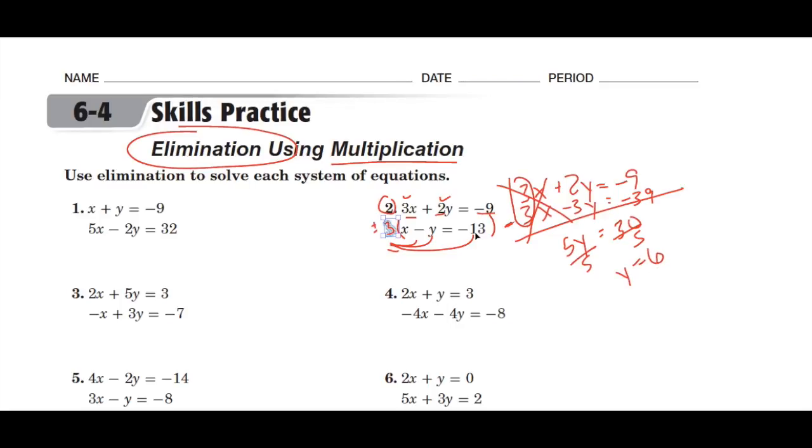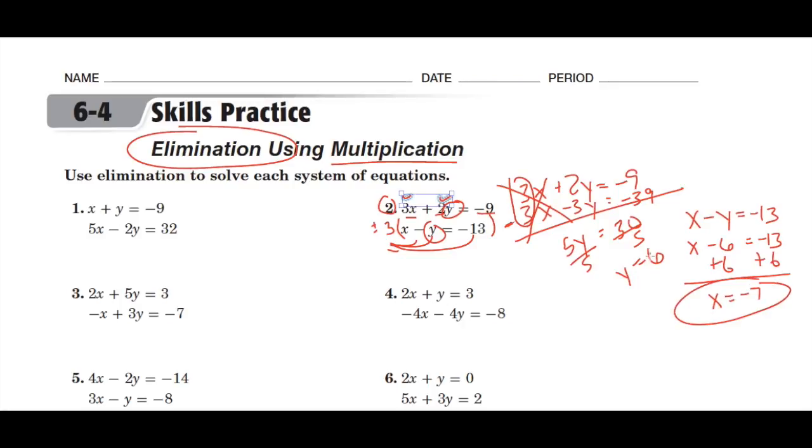And I can plug that 6 back in for the y in the first equation or the second equation. I'm going to choose the second equation, which is x minus y equals negative 13. x minus 6 equals negative 13. Add 6 to both sides, and we get x is equal to negative 7. So the solution to this system of equations is negative 7, 6. If you were to graph that system right there, they would cross at negative 7, 6.